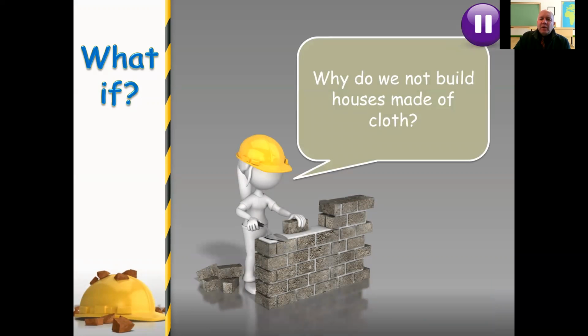Why do we not build houses made of cloth? Pause the video and have a think. Hopefully, you would realize that building a house made out of cloth would be a pretty silly idea because the cloth does not hold its shape. If you tried to build a wall out of cloth, it would just collapse into a little pile, like your clothes do in the corner of your bedroom. So cloth is not a good material to build a house from because it's not rigid, it's not solid.